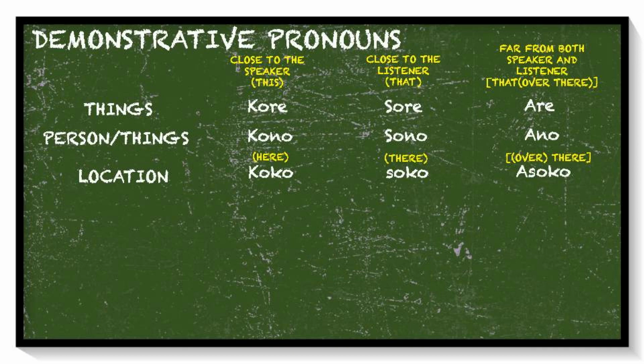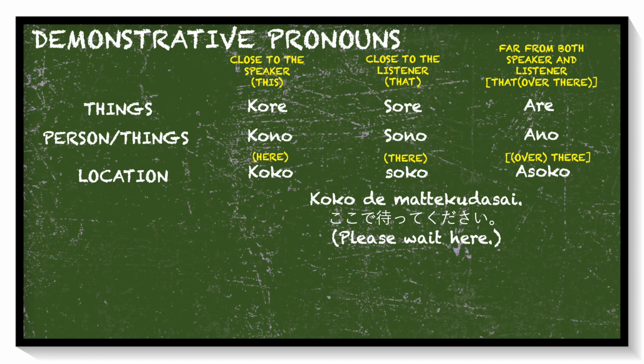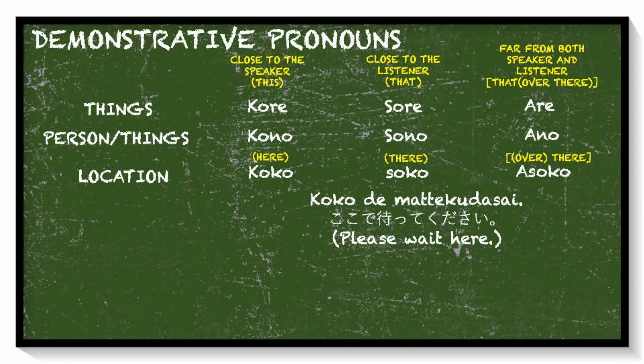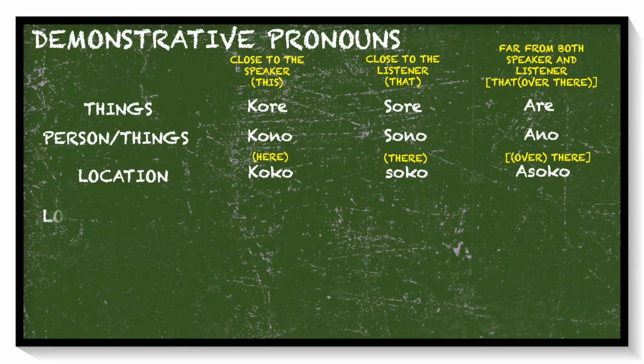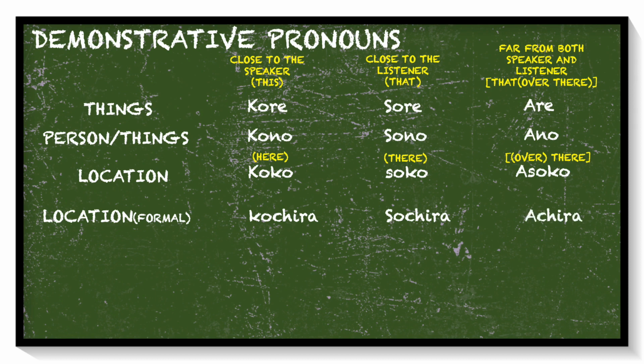For example, ここで待ってください。These three are considered a neutral way of indicating locations. If you want to show respect to the person you are speaking with, you can use こちら、そちら、あちら. They are considered a polite way of indicating a location.